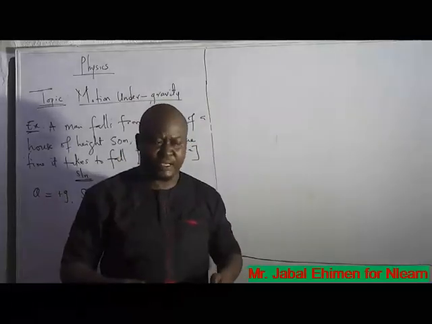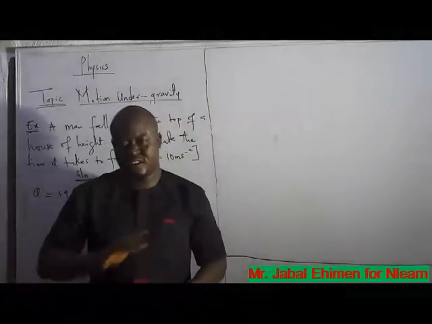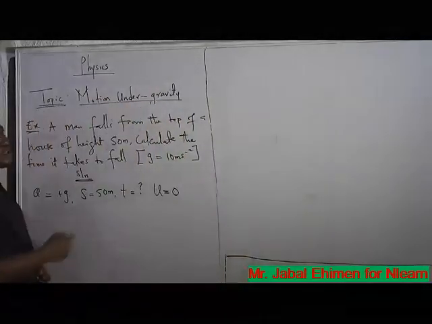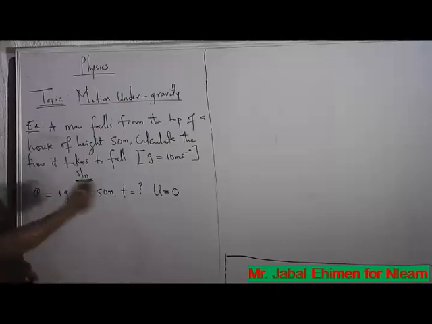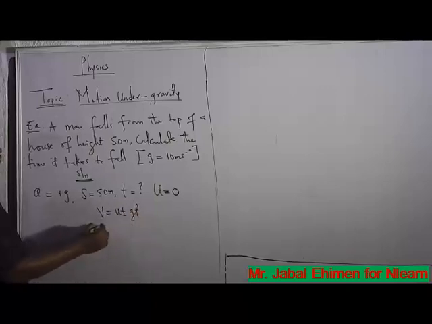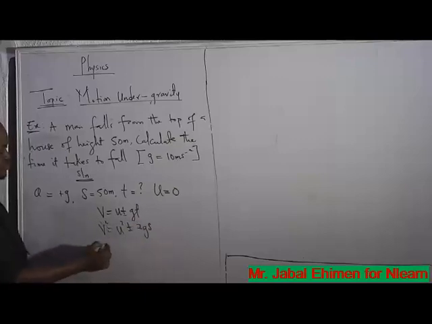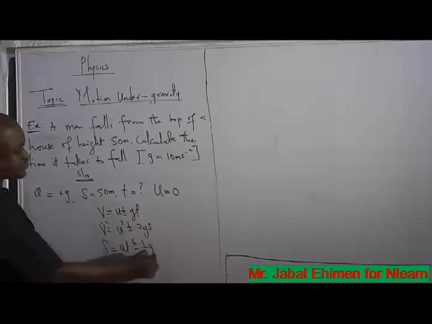Remember your key view that I gave? If you check it carefully, you'll notice that as a body is falling down, the value of u is equal to 0. Now, from here, we can pick our values. From the three equations we're given, v is u plus or minus gt. You have v squared is equal to u squared plus or minus 2gs, and the last one, s is ut plus or minus half gt squared.